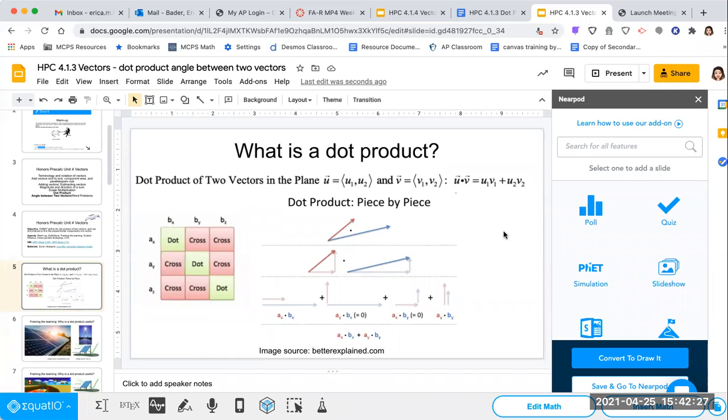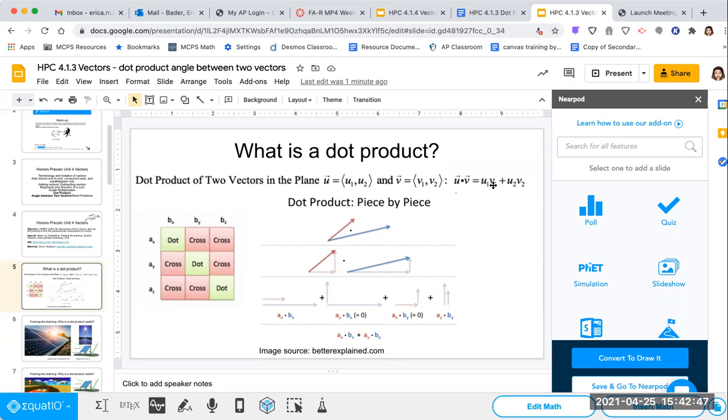All right, so let me explain what dot product is, piece by piece. This is an image from betterexplained.com that has a really good video on it. If you want to watch that later and you want more examples of how this is going to make a little bit more sense, you can.